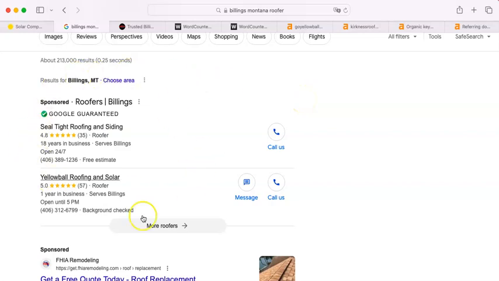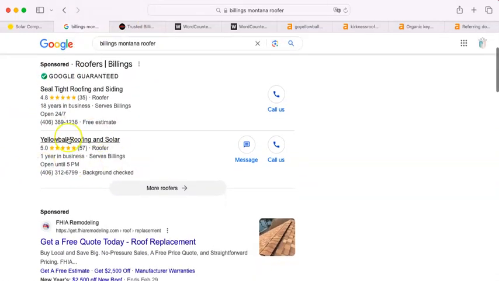So the first things you're going to find in a Google search are the paid ones. Those are the folks up here at the top. And that is you. That is great. Being up near the top is a good thing. And you're a year in business, so it's probably really helpful.